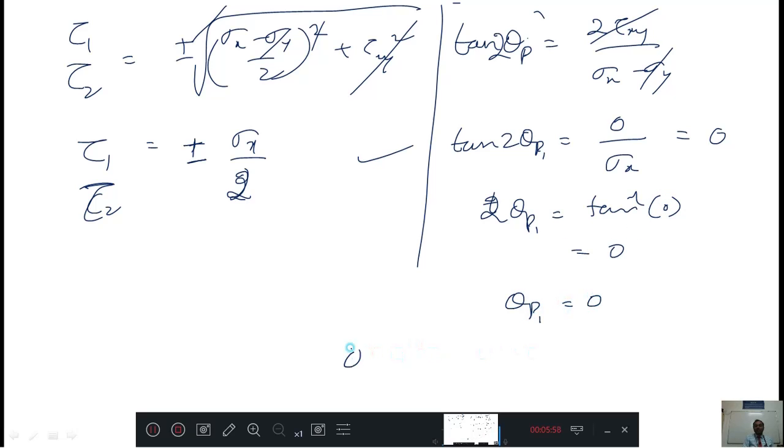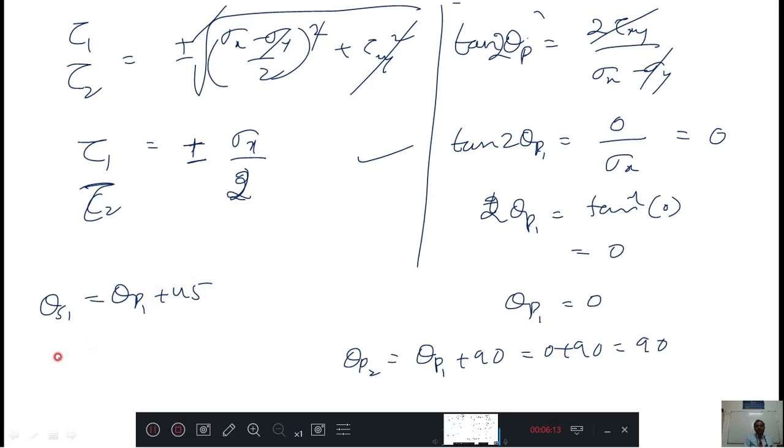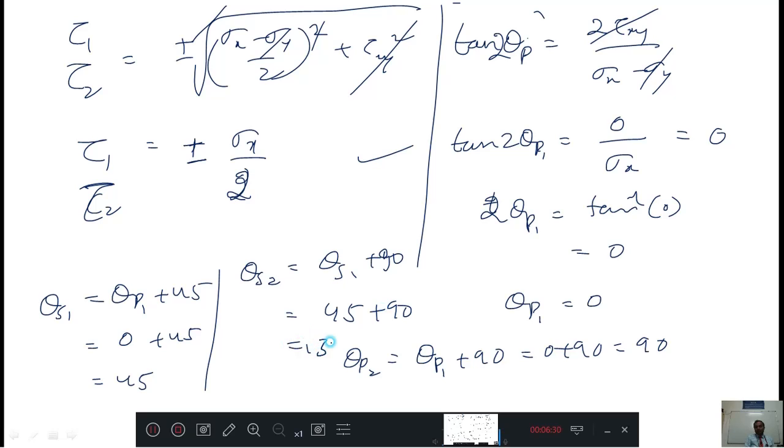Then, theta p1 is 0 means theta p2 will be perpendicular to that. Therefore, theta p1 plus 90 degrees, so 0 plus 90 degrees is 90 degrees. Then, theta s1 will be what? Theta s1 will be theta p1 plus 45 degrees, so 0 plus 45, therefore 45 degrees. Theta s2 is perpendicular to theta s1. Therefore, theta s1 plus 90 degrees, so 45 plus 90 is 135 degrees. This is all about the uniaxial stress system.